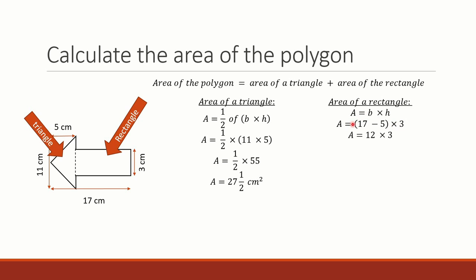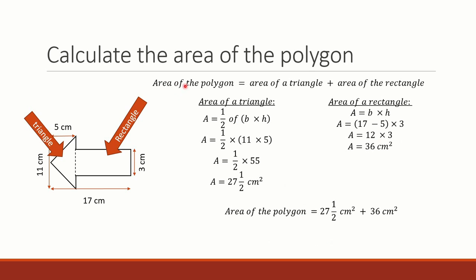Let's do our brackets first. 17 take away 5 is 12. 12 multiplied by 3 is 36 square centimeters. So we've got the area of the triangle, we've got the area of the rectangle. Now we just need to add them together.